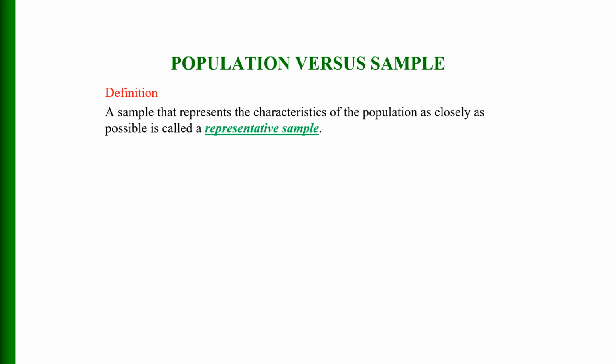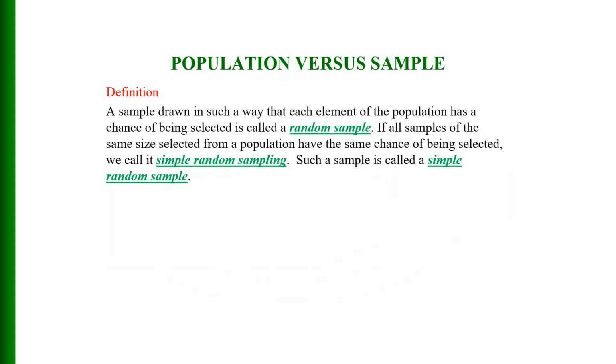A sample that represents the characteristics of the population as closely as possible is called a representative sample. And this is very much needed for your research. If you select a sample from the population, it must be representative. If it is not representative of the population, then your results may not be reliable. A sample drawn in such a way that each of the elements of the population has a chance of being selected is called a random sample.